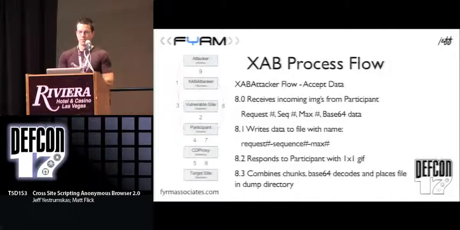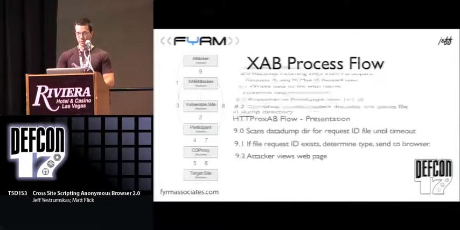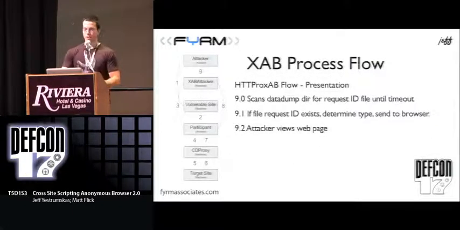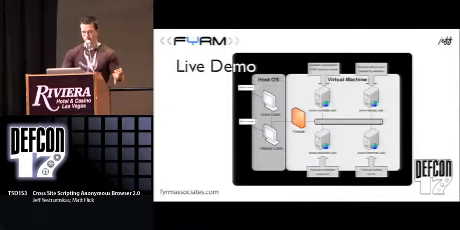So once XAB attacker receives all this data, it's going to write it to a file, and for each of these image requests, it's going to send them back a one-by-one GIF image. It's transparent, so there's nothing funny in their browser. And once it receives all of those segments, it's going to combine all that and base64 decode that and place it in the dump directory. Finally, the HTTP proxy is going to scan that dump directory. If it sees the file request it's looking for, it's going to send it back to the attacker. The attacker is going to view the web page.